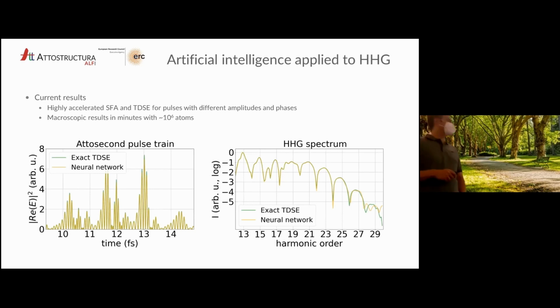Here we have an example of high harmonic generation in one atom in the time domain and the frequency domain. There are two lines here. One is the result of the TDSE, and the other one the result of the neural network. And they almost overlap. And here in the frequency domain, we can see that they start diverging at the level of 10 to the minus 4, 10 to the minus 5.